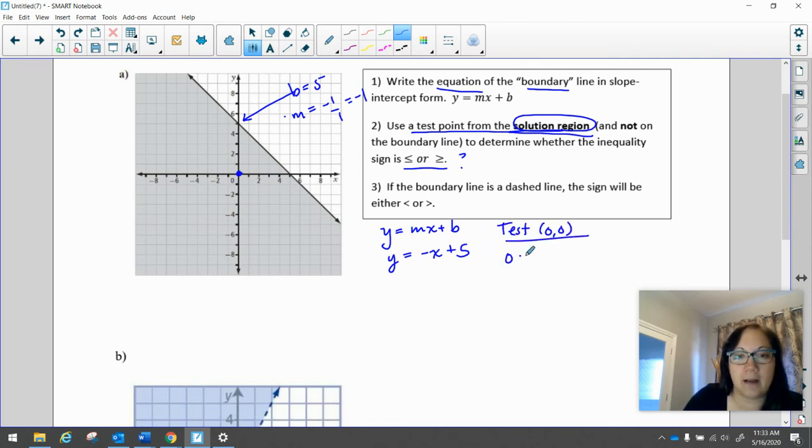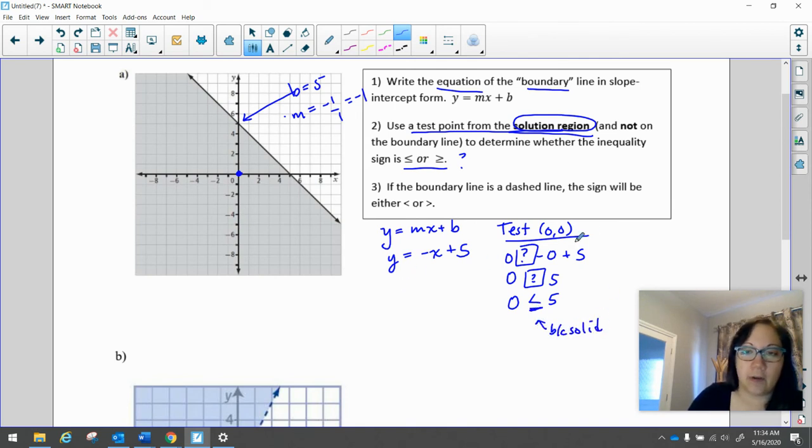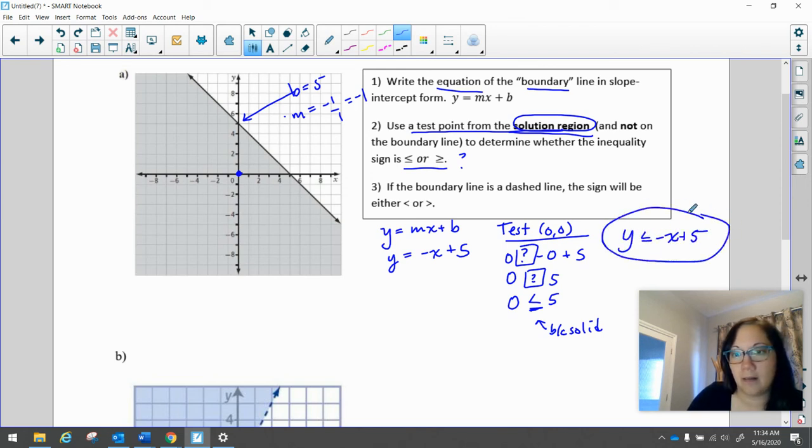So it looks a little bit different now. What it's going to tell me is that 0 is, instead of putting an equal sign, I should actually have like a question mark. I don't know what's going to go there. No such thing as -0, so that just becomes 5. The question is, is 0 less than 5 or greater than 5? So if I fill in that question box, I know that 0 is less than 5. Because it's a solid line, I know I have to have the bar. So my final answer is going to be y is less than or equal to -x plus 5.